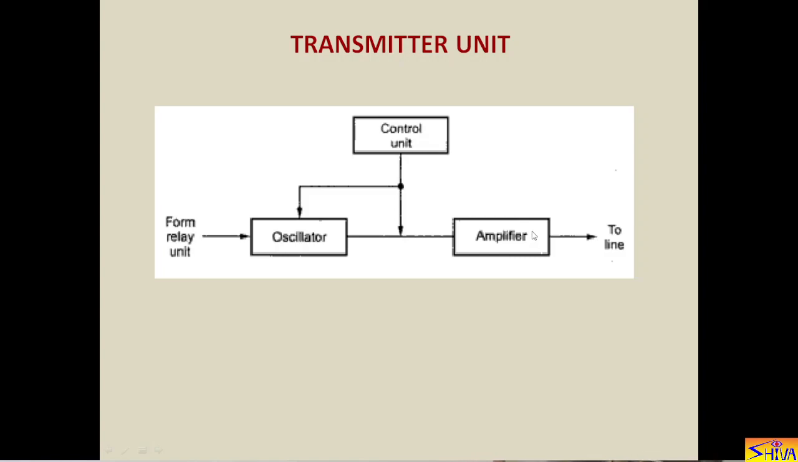Now why is an amplifier required? These carrier signals are injected in the line, and this line is of several hundred kilometers. So there is a possibility that these carrier signals get attenuated during transmission. In order to increase their power level, these carrier signals are amplified and then injected into the line. So that is about the transmitter unit.